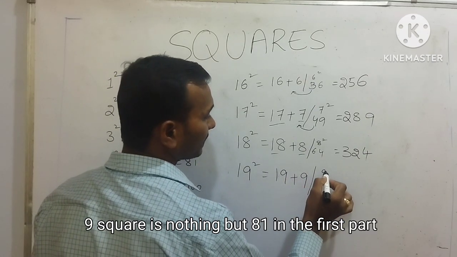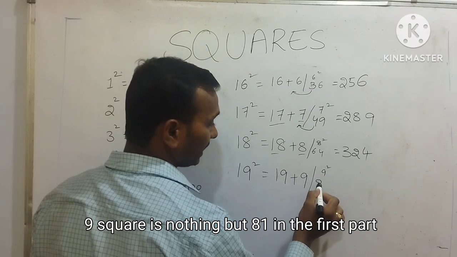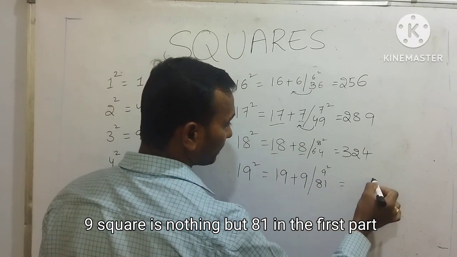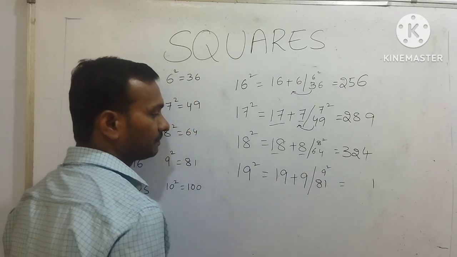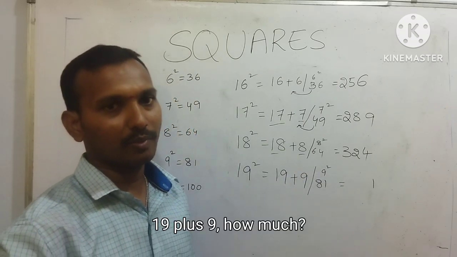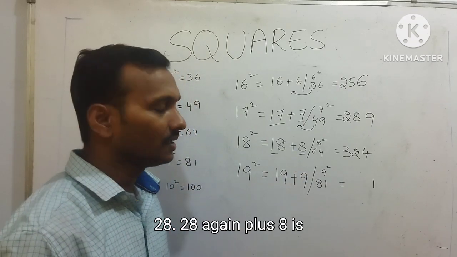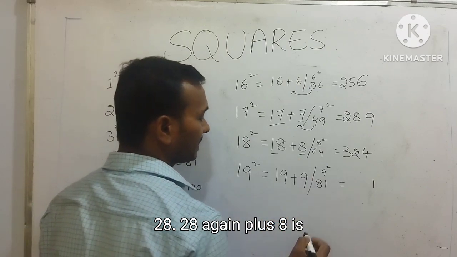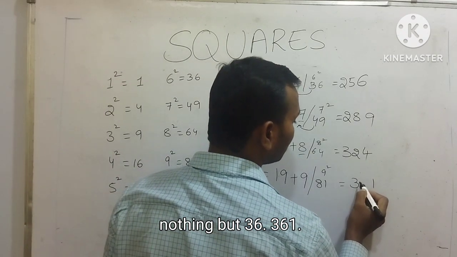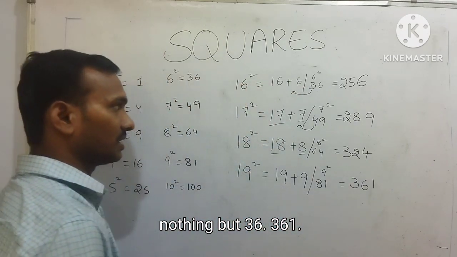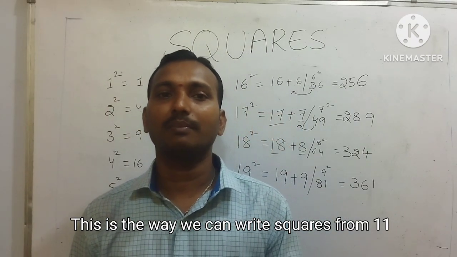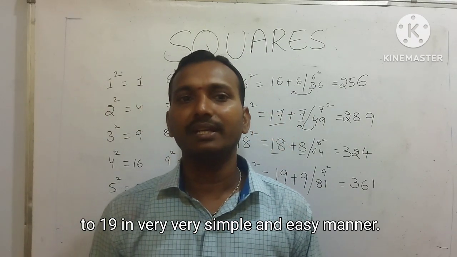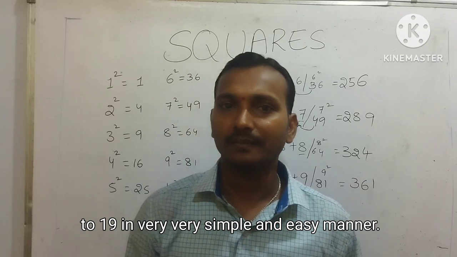Next 19. 19 plus 9. 9 square is nothing but 81. In the first part, write 1. 8 will be carried forward. 19 plus 9, how much? 28. 28 again plus 8 is nothing but 36. 361. This is the way we can write squares from 11 to 19 in a very simple and easy manner.